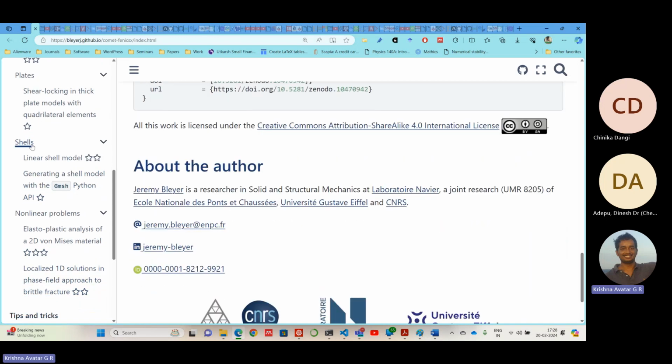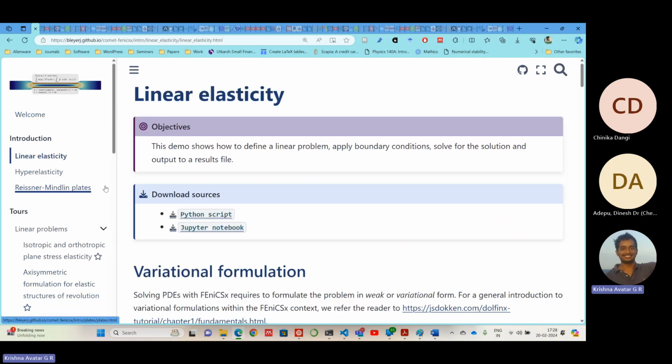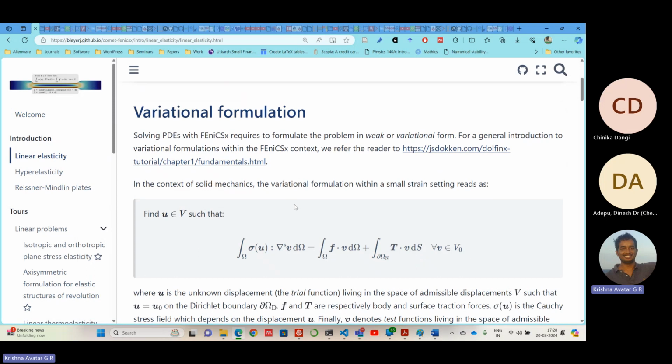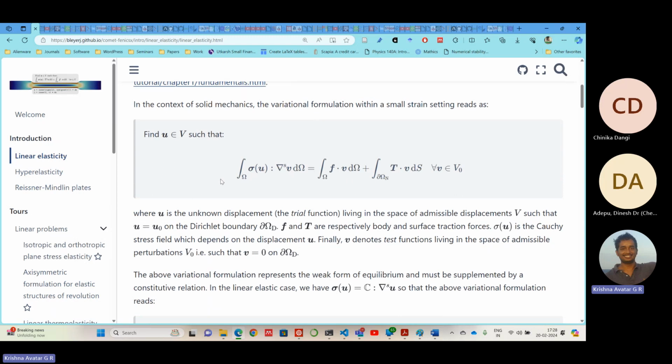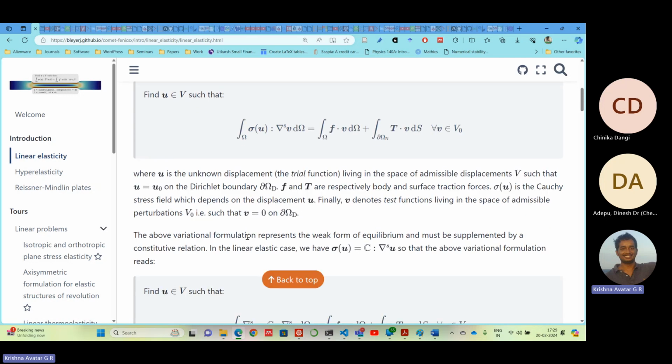So now let's just start from the first tutorial, which is linear elasticity. Although we have done it, this is just an overview. In the context of solid mechanics, the variational form within a small strain setting is how we'll define our weak form. So the integral of sigma of u, doubly contracted with the symmetric component of grad v, is equal to f dot v plus the boundary contribution from the forcing function. This is how we'll directly code it even in the Phoenix platform.